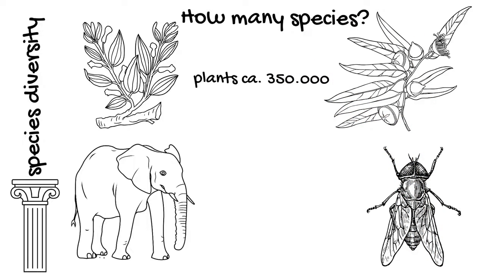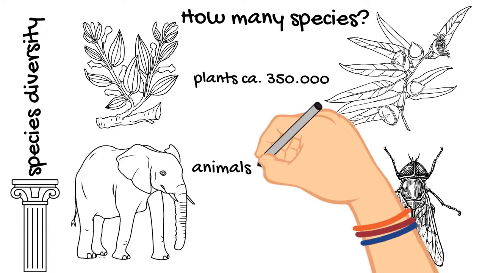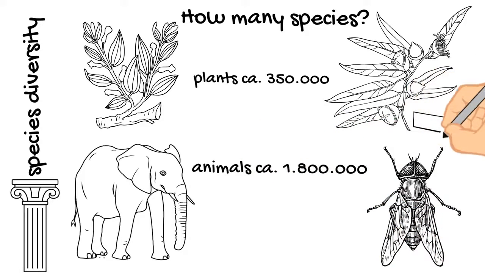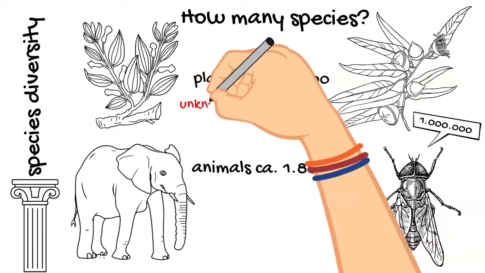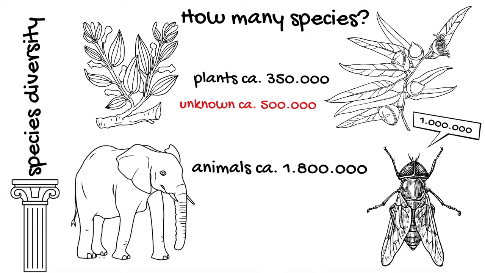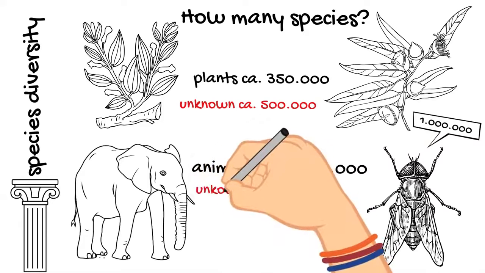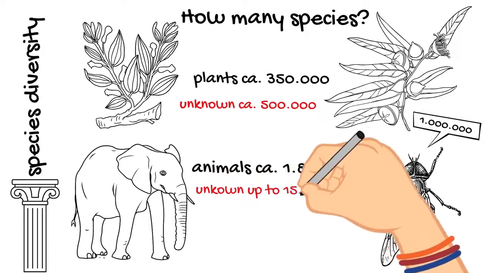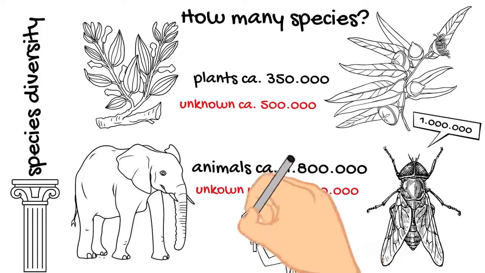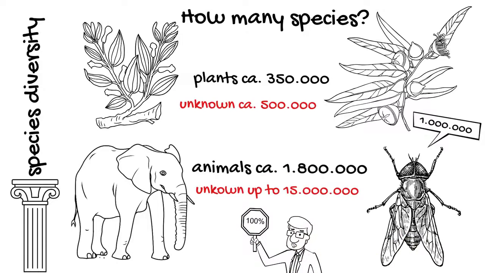But there are far more animal species out there. Today, approximately 1.8 million species are described, whereas more than half of them are insects. But there's an estimate of around 500,000 species of plants and up to 15 million species of animals which are still undiscovered today, mainly insects. Hence, we are far off a complete picture of the species community we share the planet with.